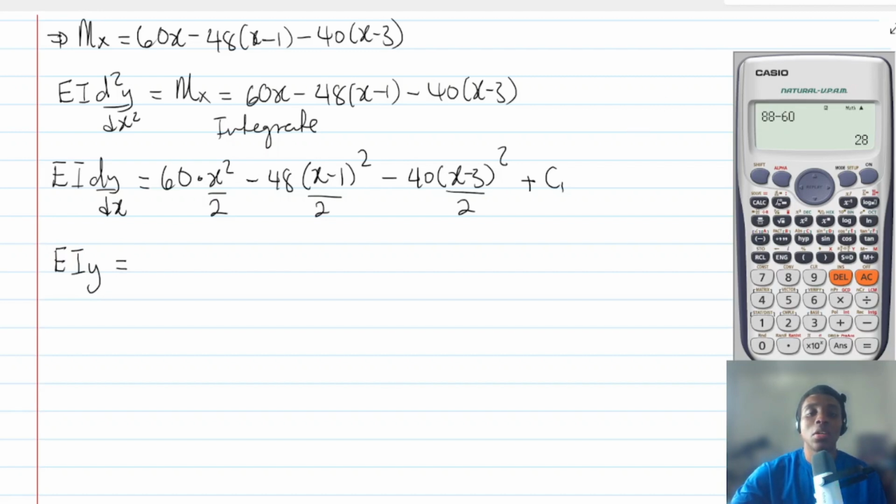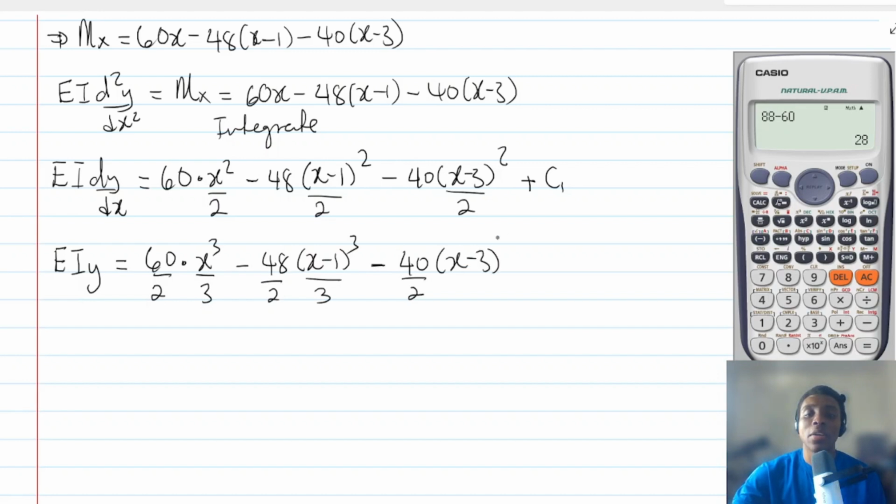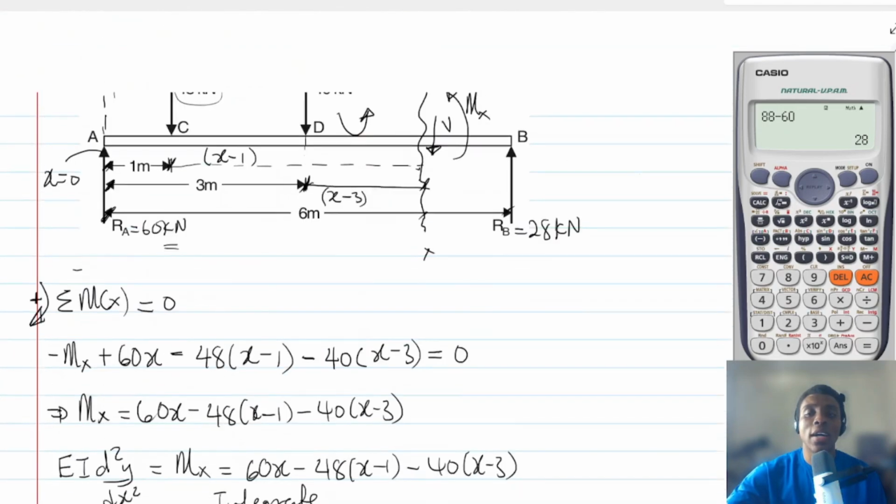Okay. Again, this time around, I'm going to take my time and do it. So we have 60 divided by 2 one side. Then what is the integral of x squared? That is going to be x cubed divided by 3 minus 48 on 2 one side. Then I'll do x minus 1 cubed divided by 3 minus 40 on 2 one side. Then I'll do x minus 3 cubed over 3 plus C1x and then plus what? C2.